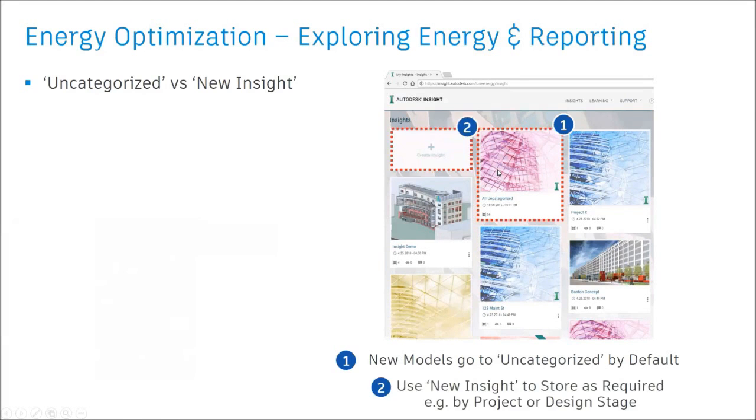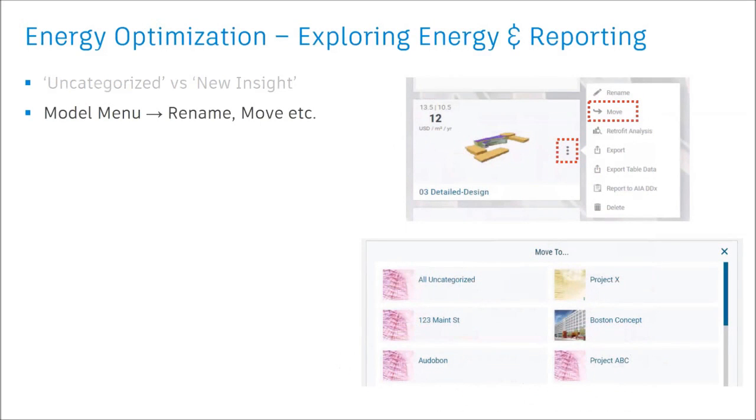But what you can do is you can go and you can create a new Insight, and then store your models as required, by project or design stage. And from then on, if you run that model again or update it, it will go to that place. Okay, so that's something that people don't always understand. It's a great way to organize things. So yeah, each one of those just is a unique one. You can assign a little picture to it so that you can recognize it and so on.